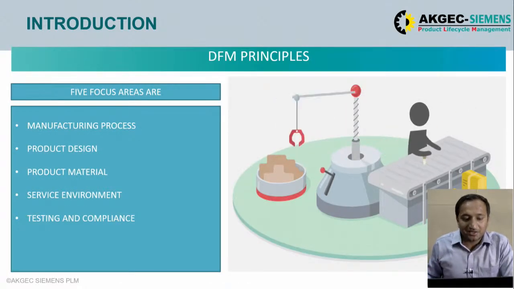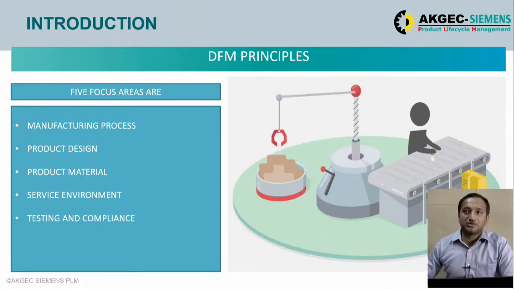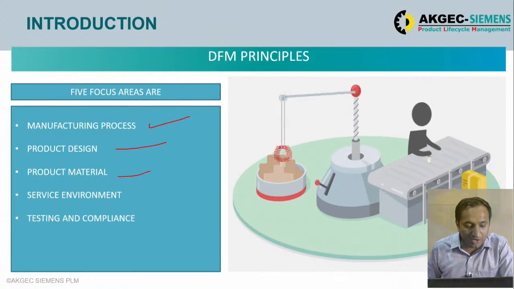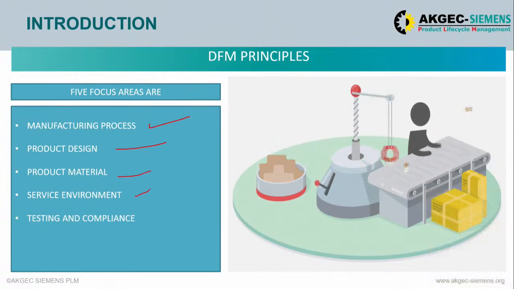Now, let us discuss the focus areas, or the DFM principles. DFM focuses on 5 essential aspects, which are manufacturing process, product design, product material, service environment, and testing and compliance. Manufacturing process: as we know, a product can be manufactured using various processes, like casting or powder metallurgy or a forming process, but we need to know which product requires a specific manufacturing process.